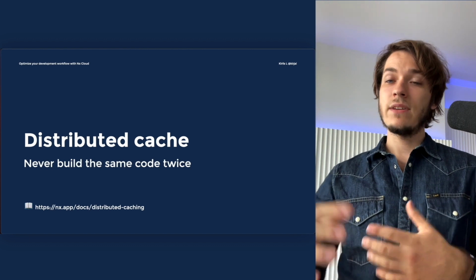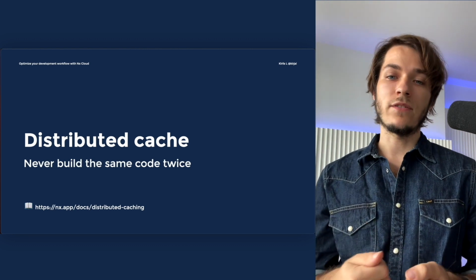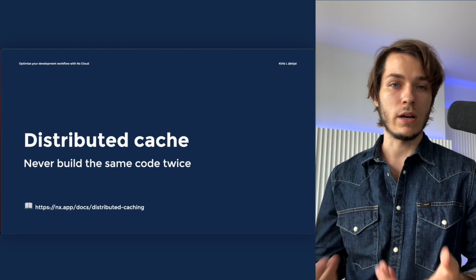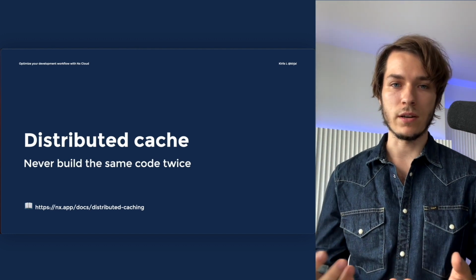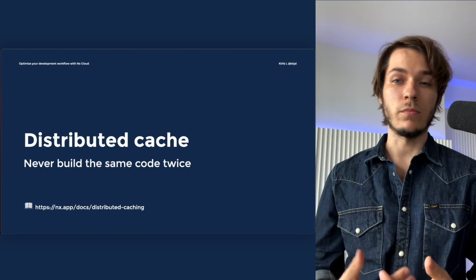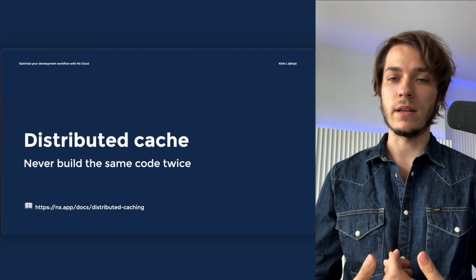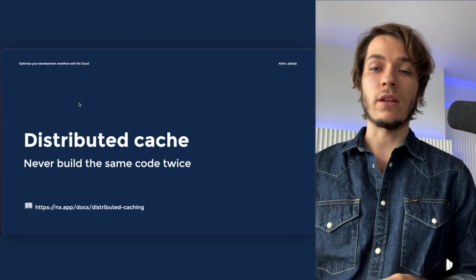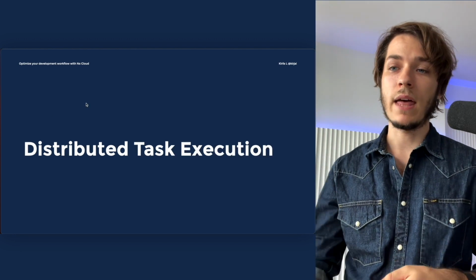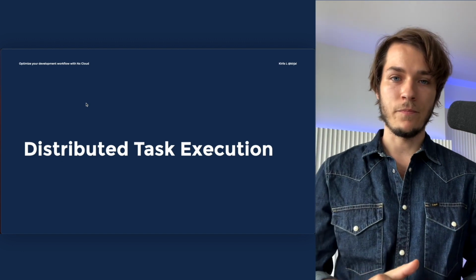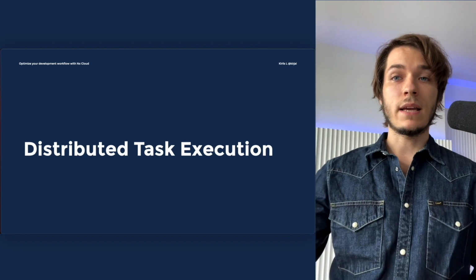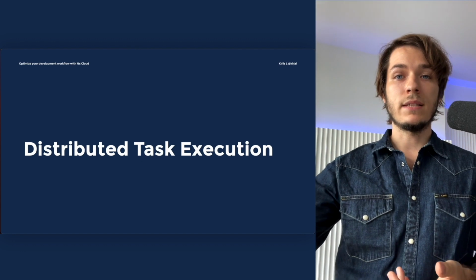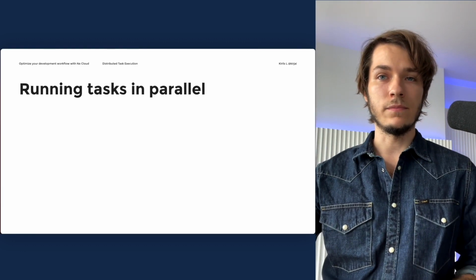But having said that, inevitably you will have to make some large changes in your NX workspace that span across many projects, if not all projects in your NX workspace. And that's when the next feature of NX Cloud that we're going to be talking about comes into play, and that is distributed task execution. And so what distributed task execution allows you to do is run tasks in parallel.